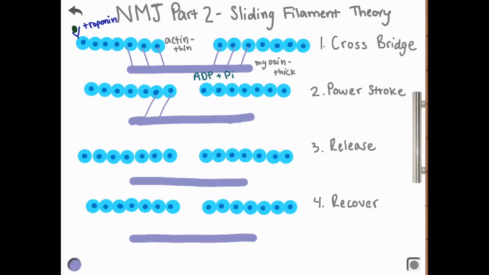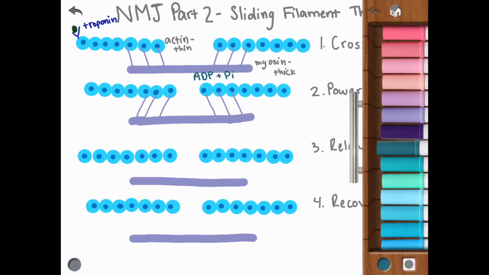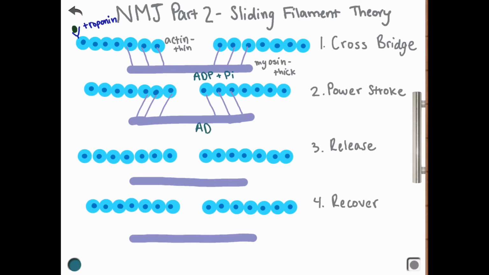So we pull like this. Those little heads are now at an angle. And we still have that ADP and PI bound. That is called the power stroke. I want you to think of doing a bicep curl. Your arm is extended, then you use energy to pull that weight closer to your shoulder. That is the cross bridge and the power stroke. Now we need to do this over and over again to facilitate a contraction. We need this space to just get smaller and smaller.